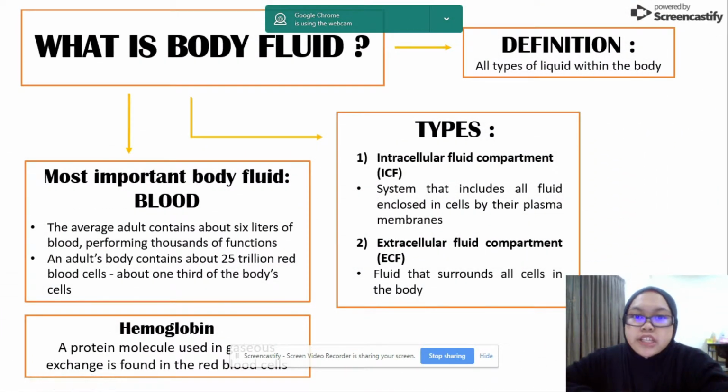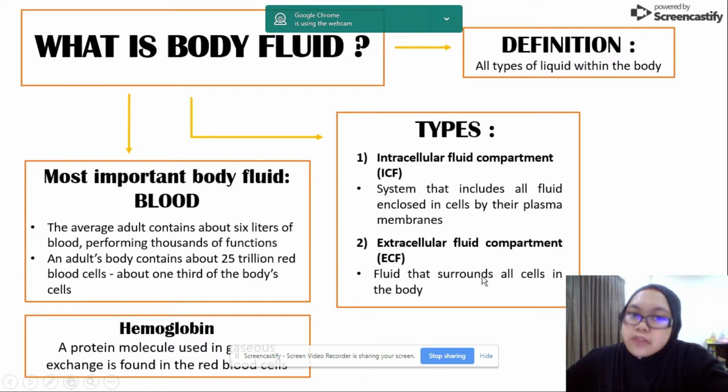So, what is actually a body fluid? Body fluid, by definition, is all types of liquid within the body. There are two types of body fluid. Firstly is the intracellular fluid compartment (ICF) and secondly is the extracellular fluid compartment (ECF). ICF includes all fluid enclosed in cells by the plasma membrane, while ECF is the fluid that surrounds all cells in the body.